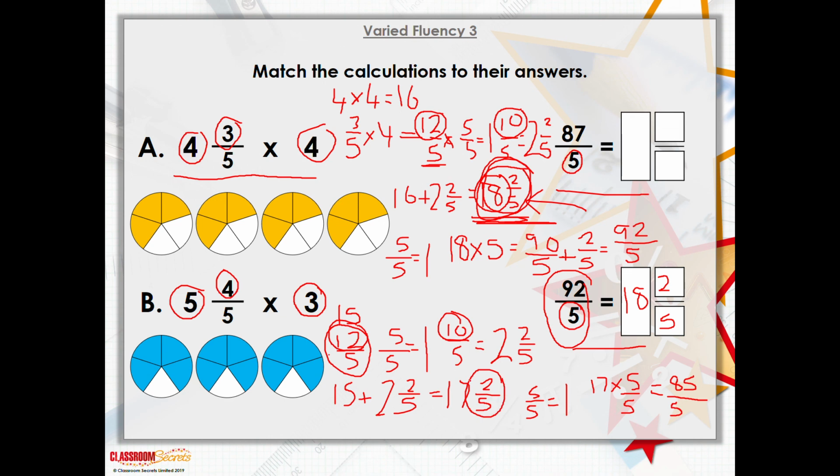So what do I put in my box just here? Go back to my original answer, which is just here. I'm just marking it with this line here, 17 and 2/5. So a lot of working out to do. If you need to have a look at this part of the video again, make sure you do.